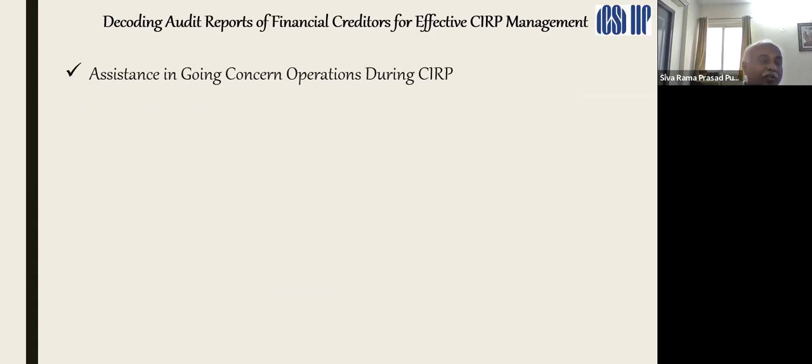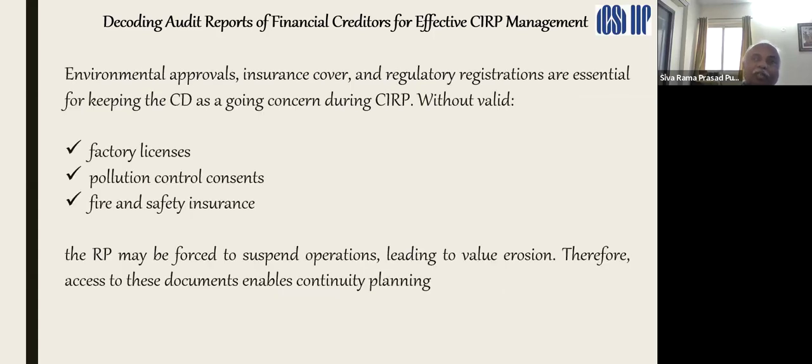Assistance to the going concern operation during CIRP. Environmental approvals, insurance coverage, and regulatory registrations are essential for keeping the CD as a going concern. The factory licenses are to be renewed.